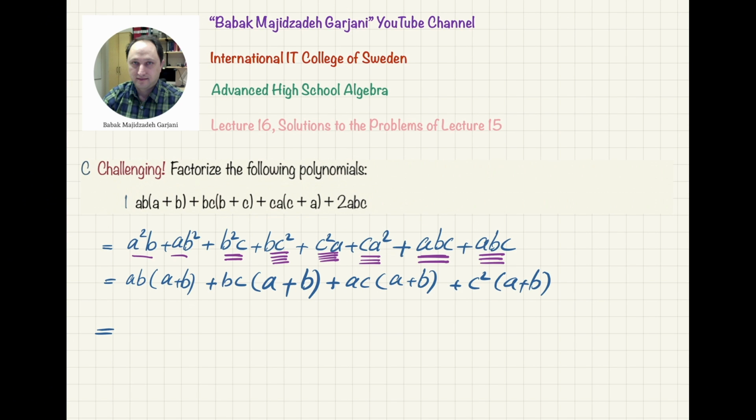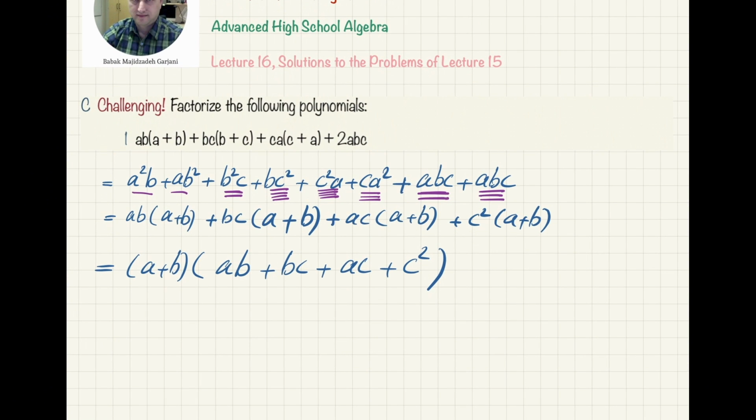You see, I have a common factor of a plus b. I can pull it out. Then from the first one, ab is left. From the second one, bc is left. From the next one, ac. And finally, c squared. Of course, this is already in factorized form, but it still might be that I can go further.